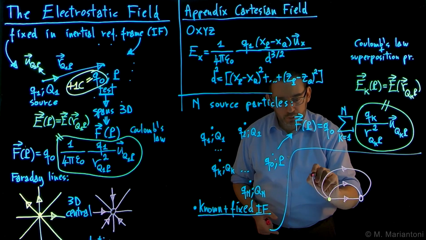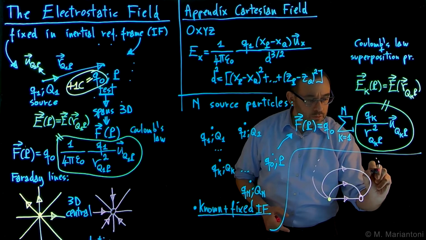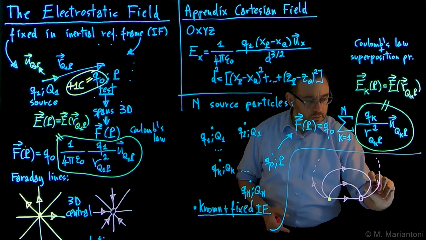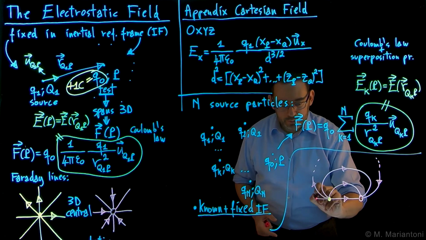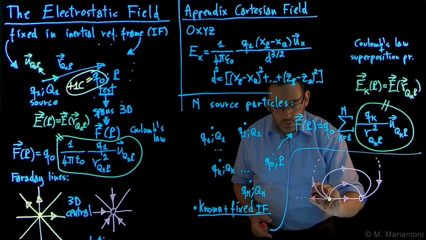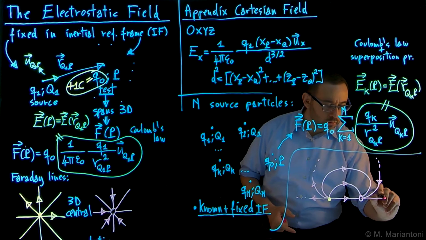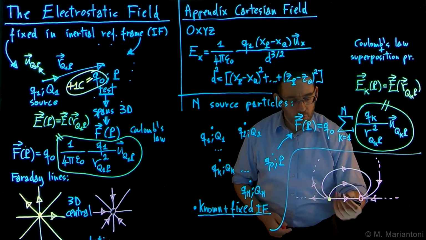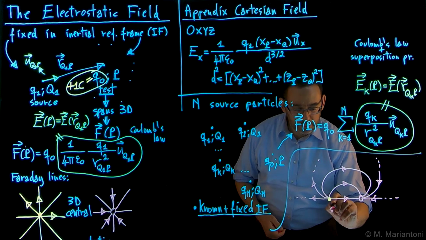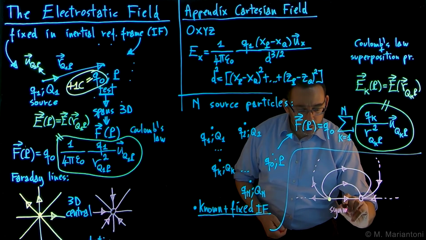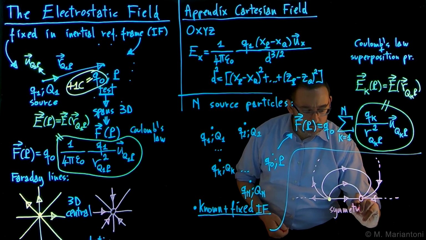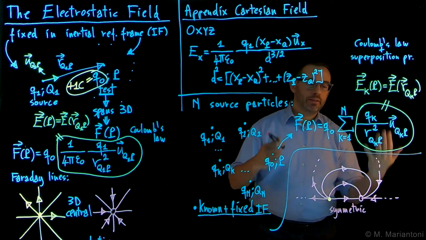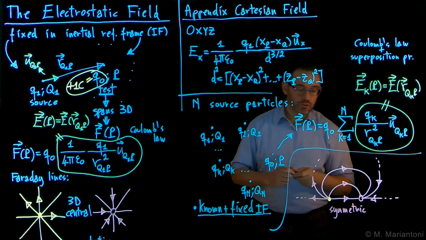And eventually they branch out like this, to come back here. And in the extreme case, they come back in this way. And of course, they are symmetric with respect to this axis. There is a symmetry. They are symmetric because of Coulomb's law. So they are symmetric, so I can rotate them to find them everywhere in the three-dimensional space.